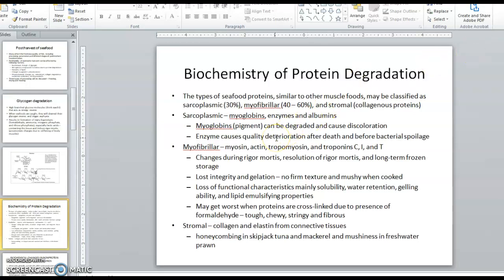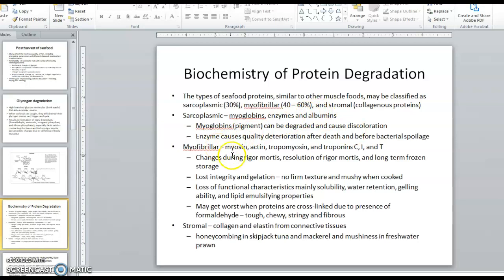The enzymes that are present in the seafood can cause quality deterioration after death and before bacterial spoilage, because if the fish has been dead for too long already, the bacteria start to grow, and the spoilage by bacteria can cause other types of degradation of the fish muscle and also protein.